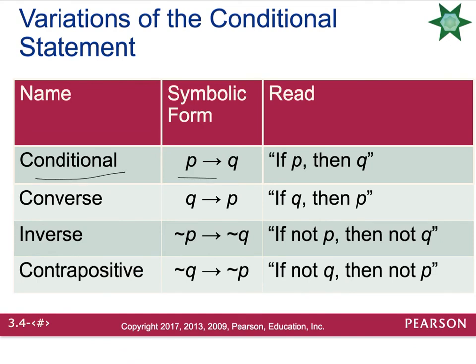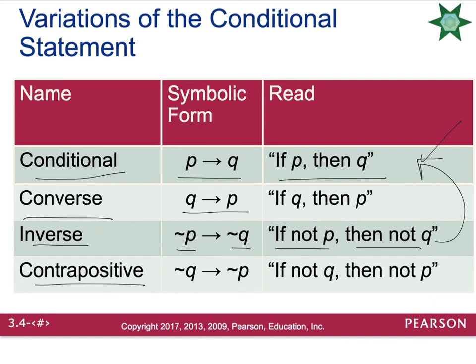The conditional statement is if P, then Q. Now, the converse of this, in the converse, all you do is switch the antecedent and the consequent. In the converse, it is if Q, then P. So if P, then Q is equivalent to if Q, then P. The inverse, you do not change the order of the P and the Q, but you negate both the P and the Q. So that becomes if not P, then not Q. That is also equivalent to if P, then Q. The contrapositive does both. You change the order of the P and the Q, and you negate the P and the Q. So it will read if not Q, then not P. So again, all three of these are equivalent to if P, then Q.